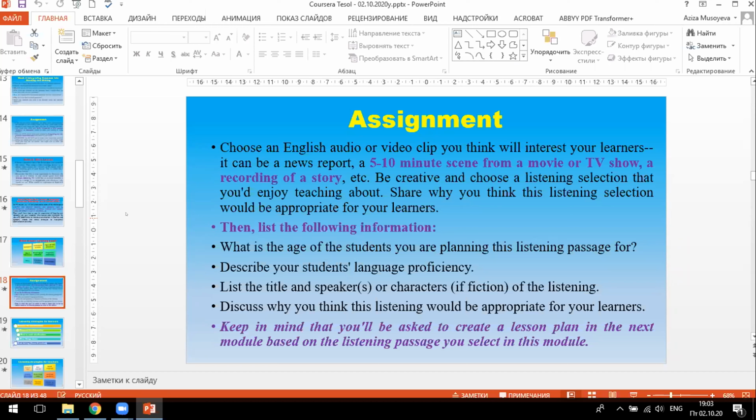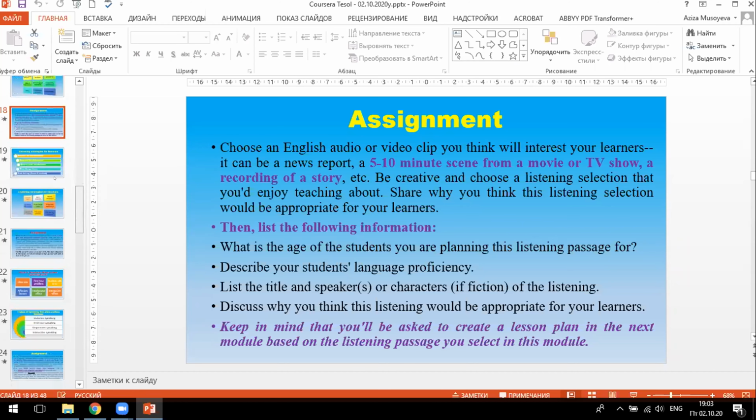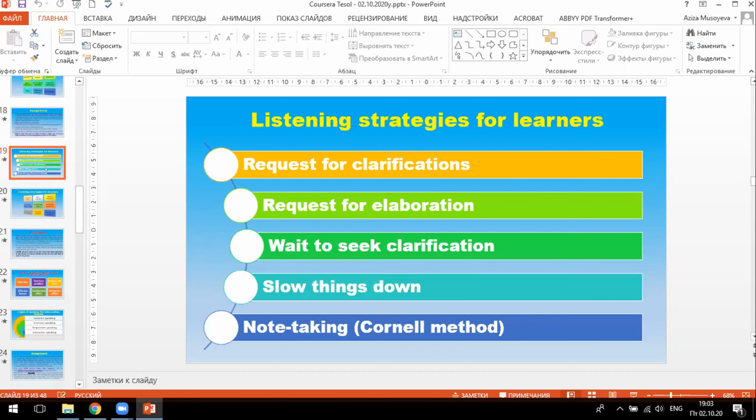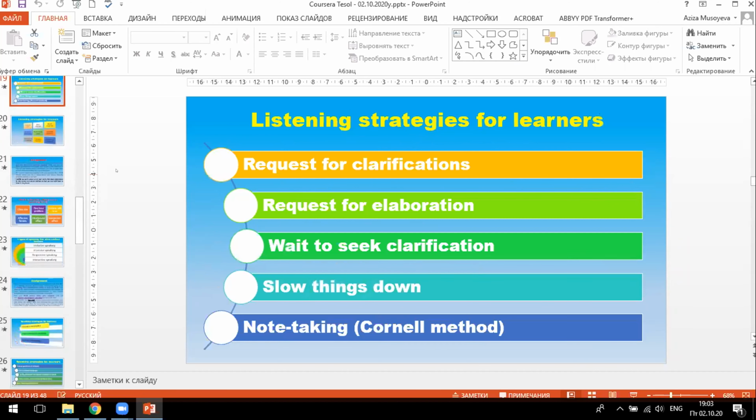Because once you choose this scene or this audio or video clip, then you need to create a lesson plan in the next weeks. That's why it's very important that you choose something which is very appropriate and that you will use afterwards. And there you can also see listening strategies for learners.